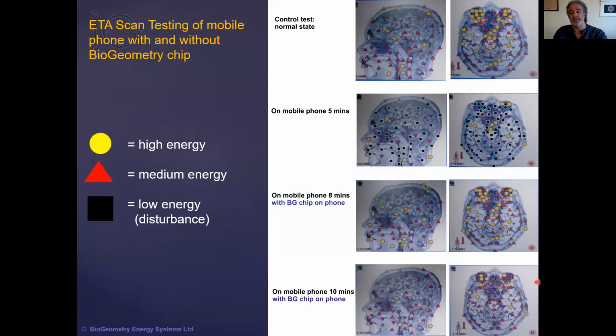Okay, so I think this is a very eye-opening exercise, not only as to the effect of mobile phones on our brain function and our energetic function in the head, but also, more importantly, on how biogeometry can be a solution to offset that effect and restore harmony, which is what we do in biogeometry.